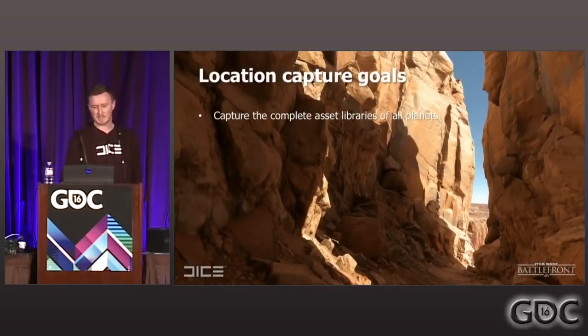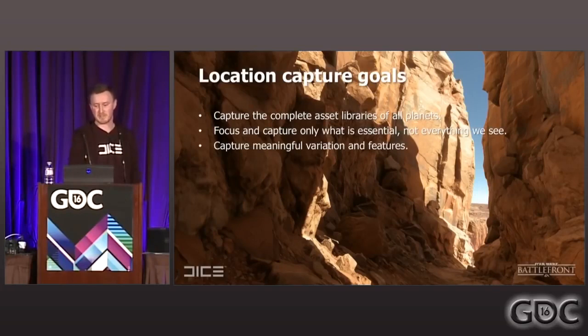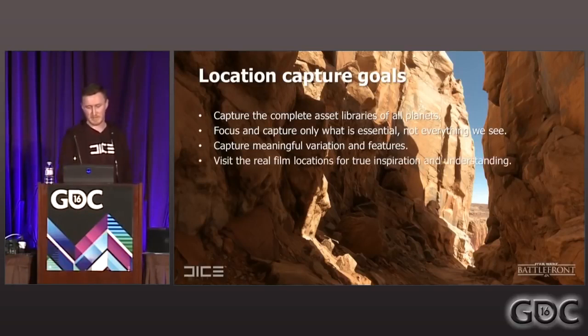So just a quick overview of some of our goals when we went on these trips. Obviously, to capture the natural asset library for all the planets we planned to build. We focused on capturing only what was essential on the trip. There's certainly a lot more in the locations to capture, but we thought about what we essentially needed to reconstruct these, with meaningful variation and features, things that would give the highest bang for the buck, basically.